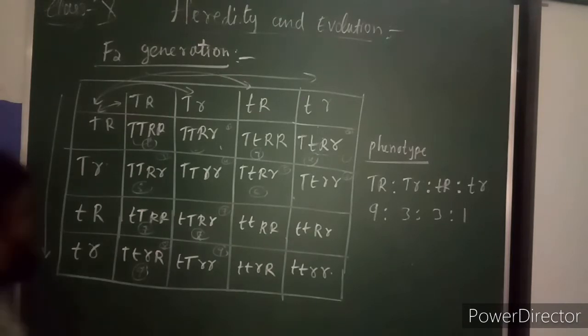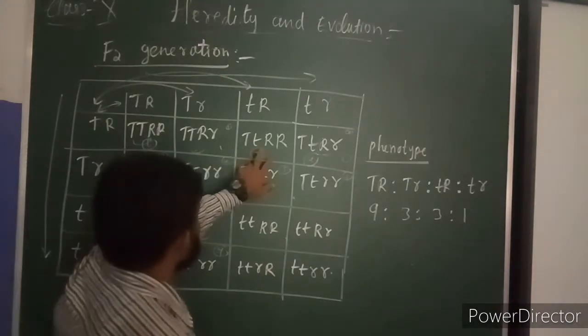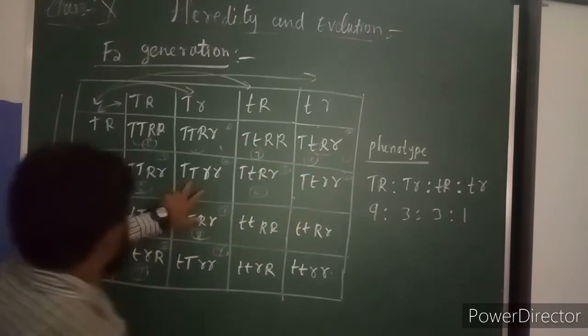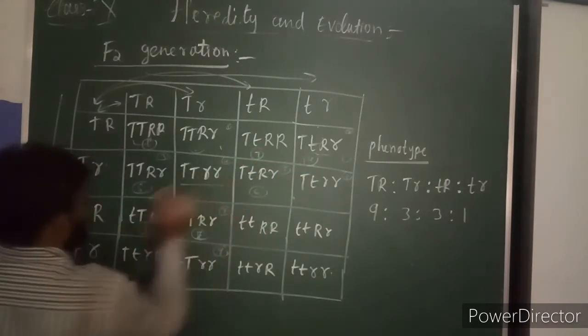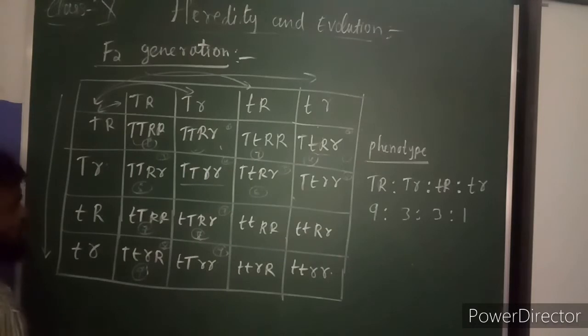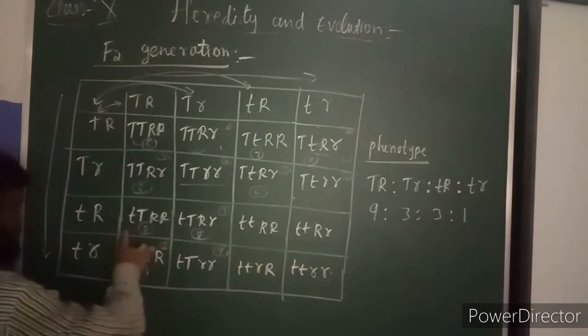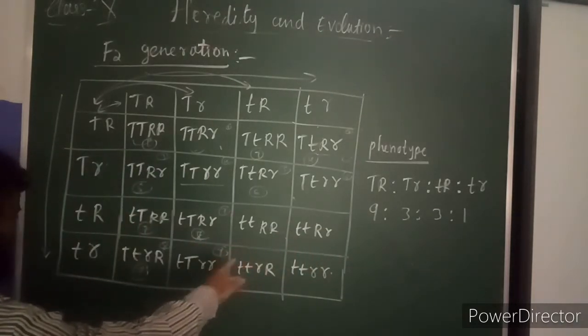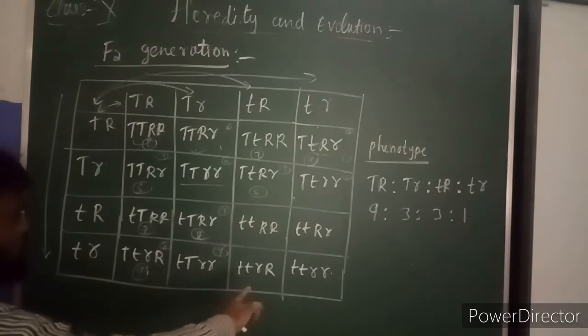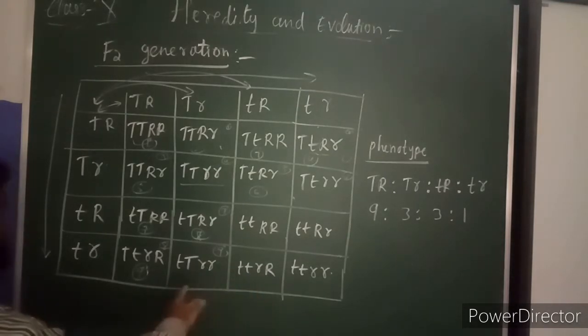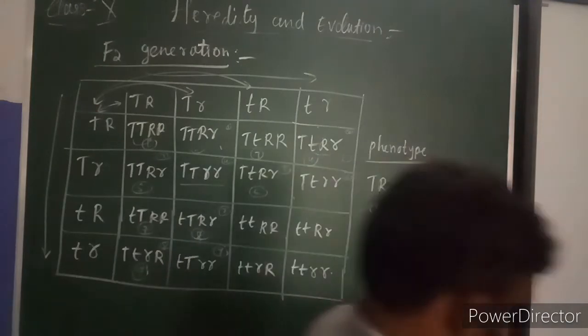See here, capital T, where is capital T? Capital T and small r. You see one here, right? And capital T and small r. Where is that? Capital T and small r. This is 1, 2, 3. We got this 3 ratio and 3. That is for F2 generation, we are done.